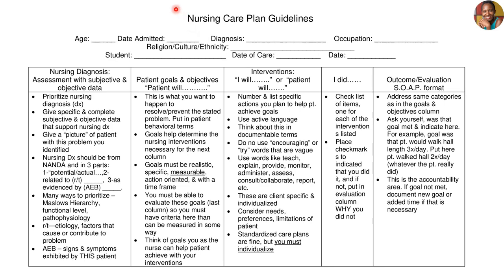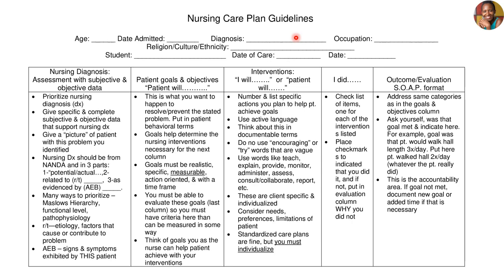In any document in nursing, please remember every part of it should have the biodata of your patient. So all nursing care plans have this beginning part. Here we have the nursing care plan details, but these details are what we call the biodata, or the data of your patient. So we have the age, date of admission, diagnosis or the disease the patient is suffering from, occupation, religion and ethnicity.